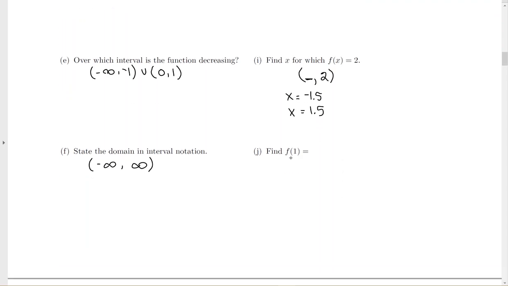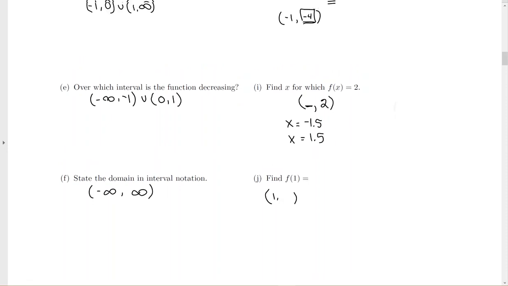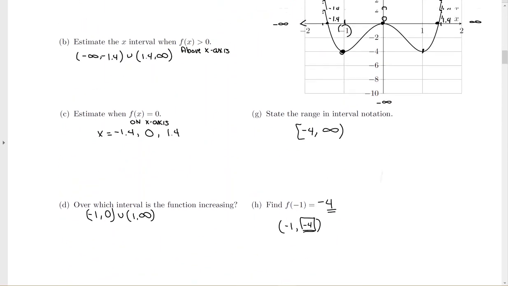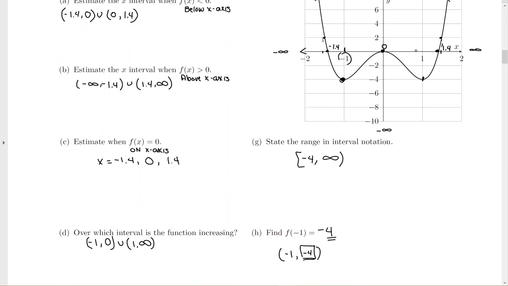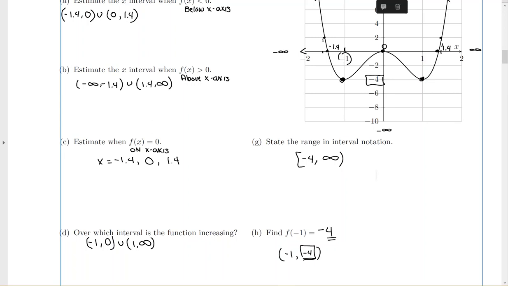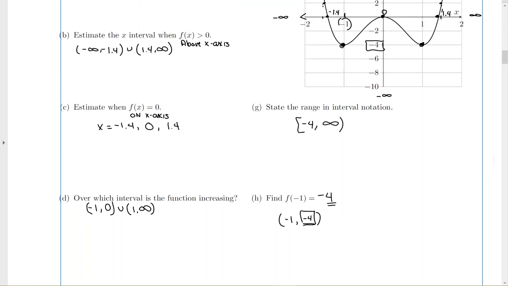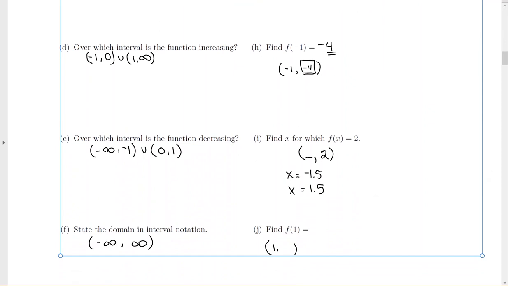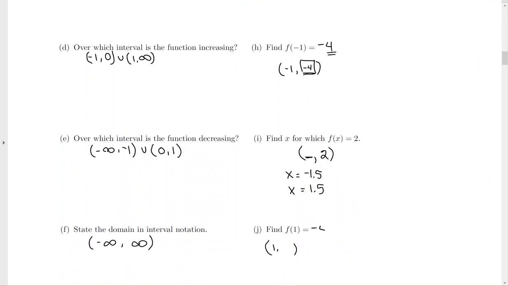Find f of 1. So our input is 1. We're looking for an output. So we're looking for the point x equals 1 on our graph. So when x equals 1, what's the corresponding y value? That would be negative 4. Because we saw the point 1, negative 4 was on the graph.